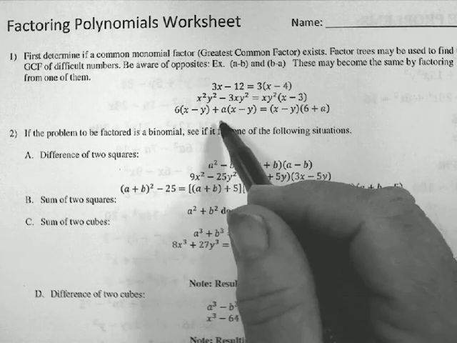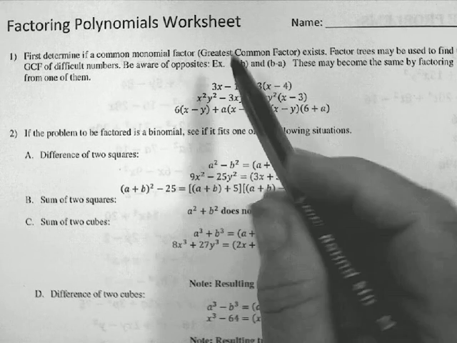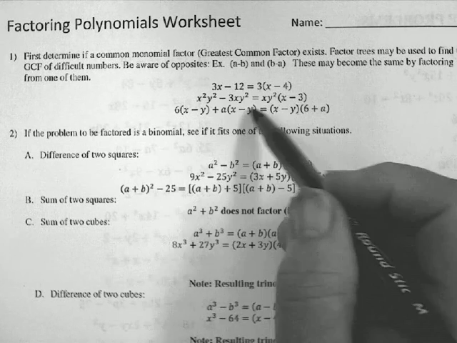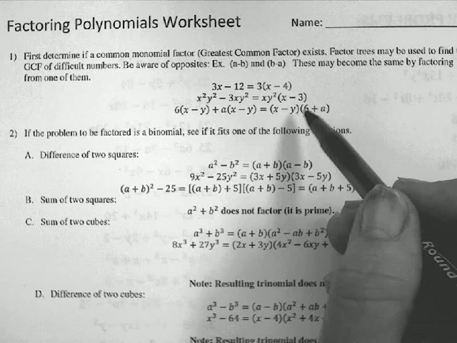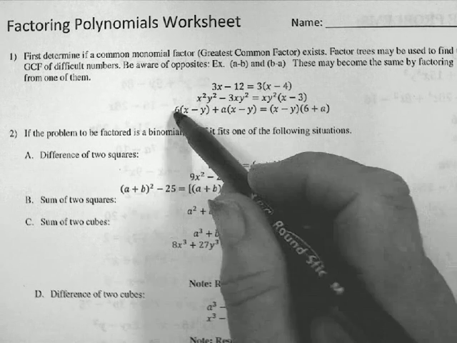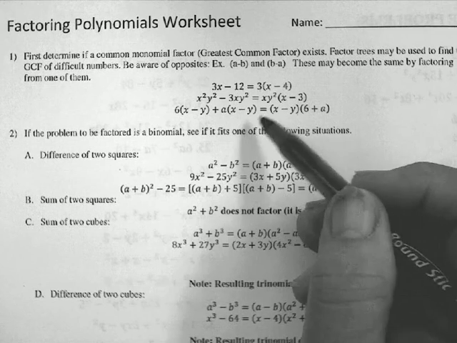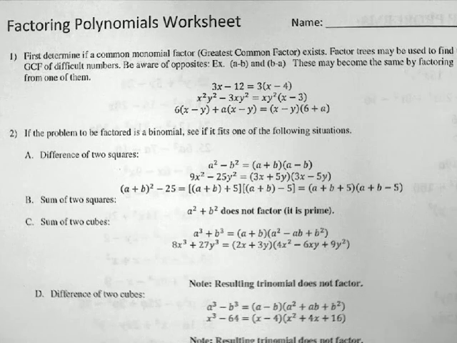And then this one's a little different. The common factor is the parentheses part, the x minus y. And so x minus y times 6 will give us 6 times x minus y. X minus y times a will give me a times x minus y. It's always the first thing to look for.